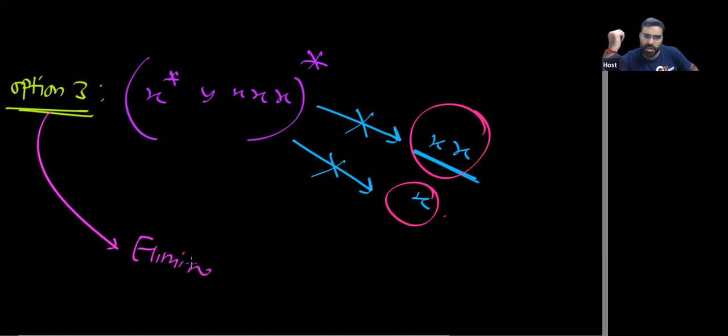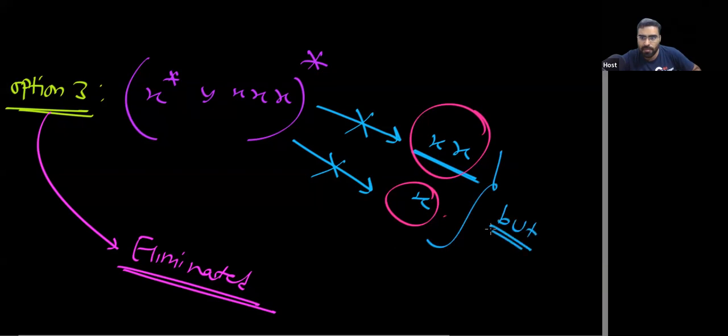Please tell me, did you understand? If this is your option 3, you can eliminate it, because you can easily notice that this double X cannot be created. This X cannot be created. But remember, they belong to the language. This X belongs to the language. This double X belongs to the language. So remember this point. I hope this point is clear. Okay, so very easily you can do all these things.